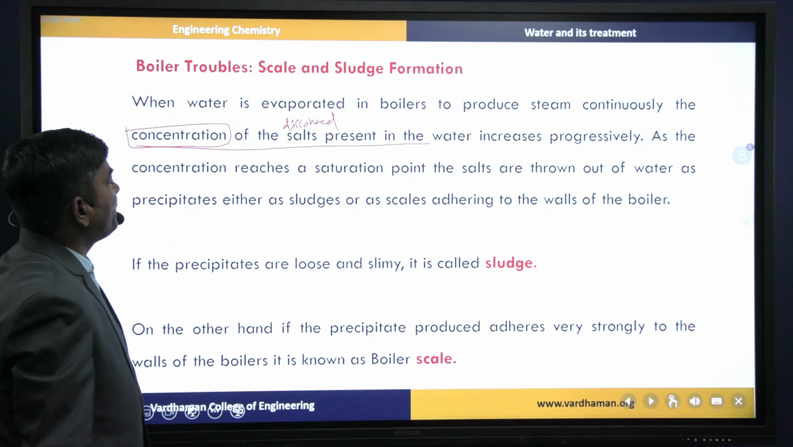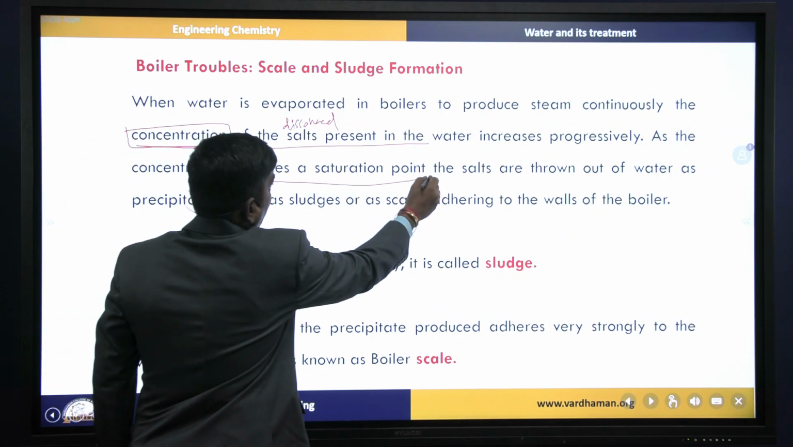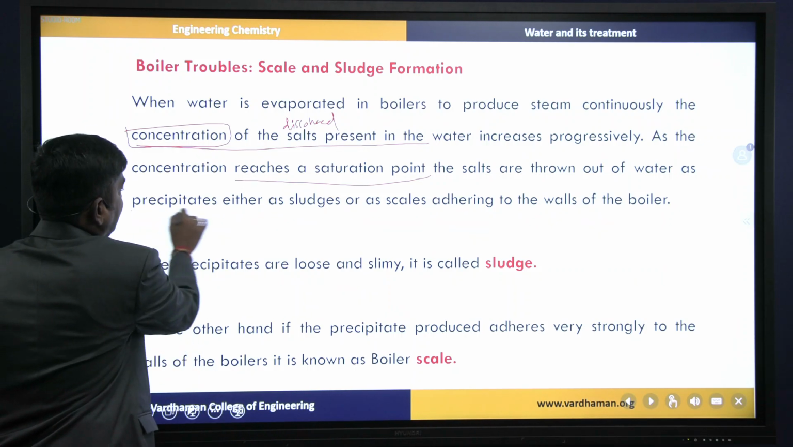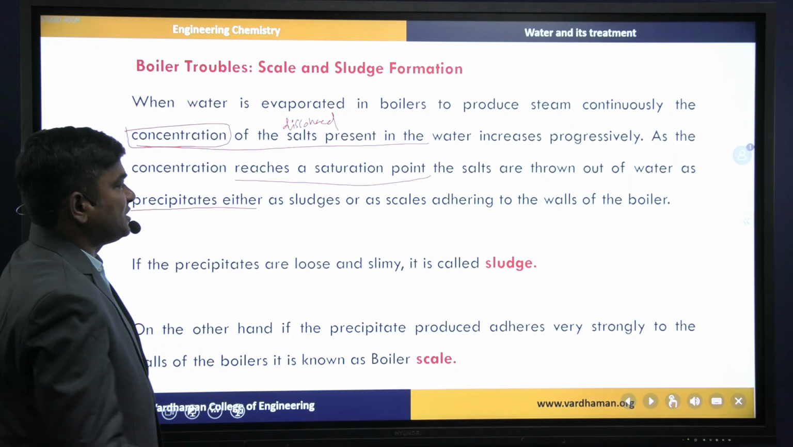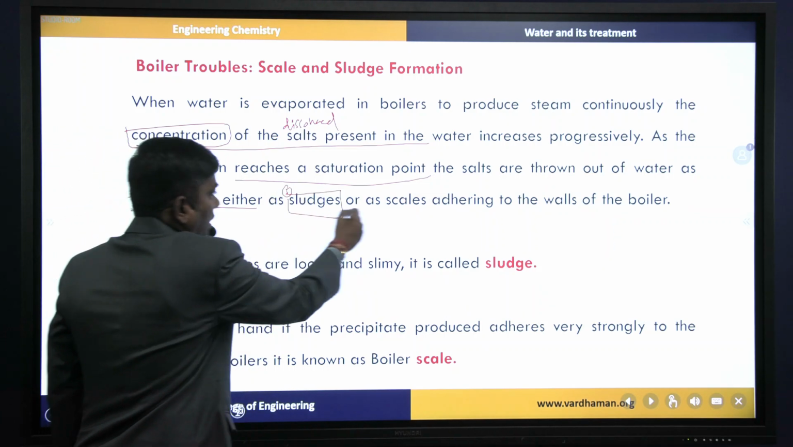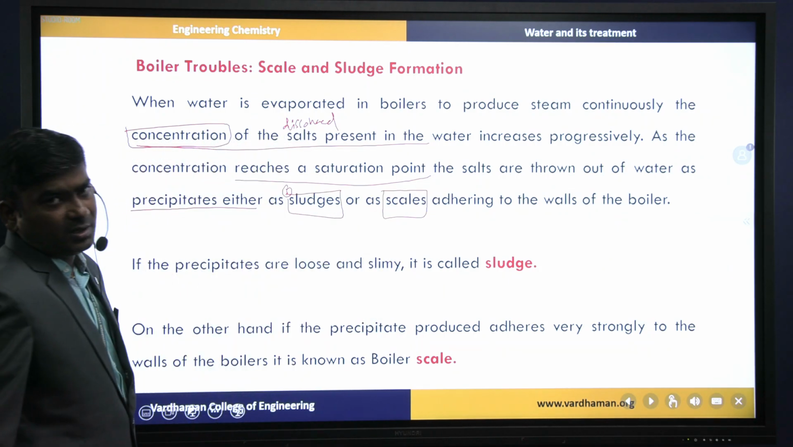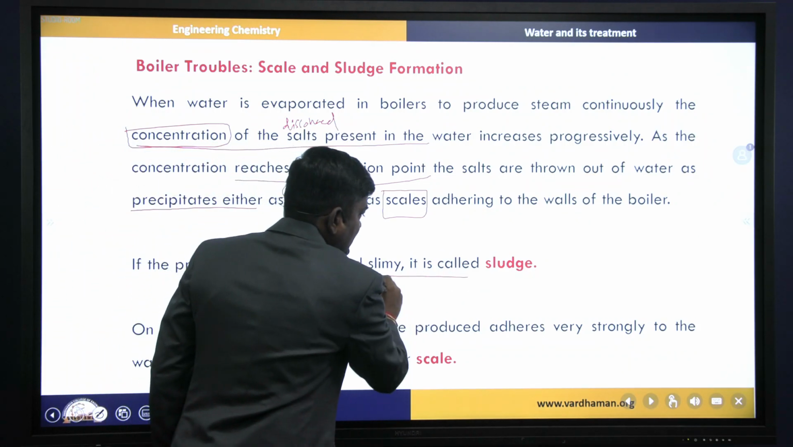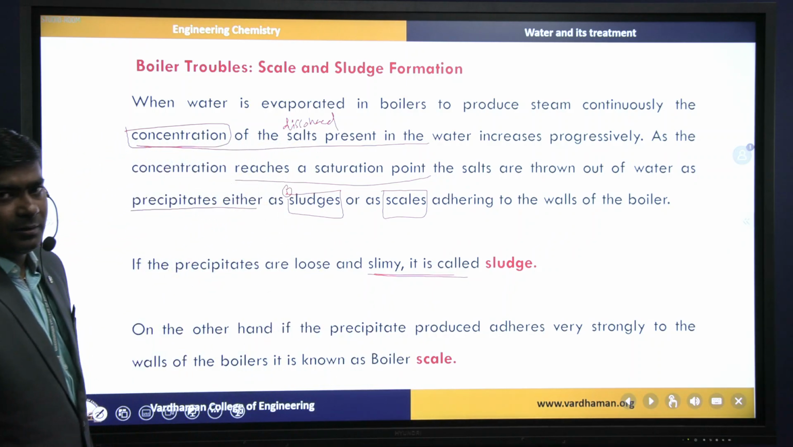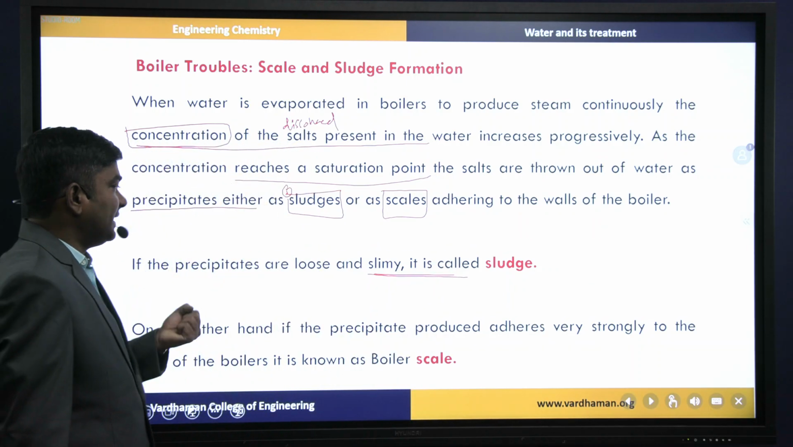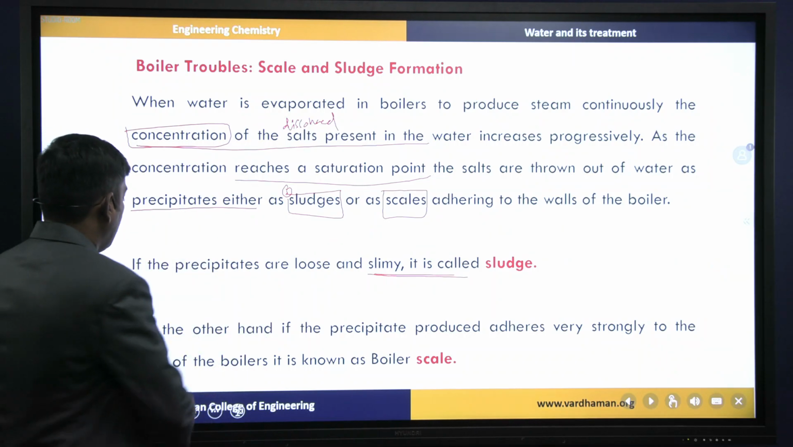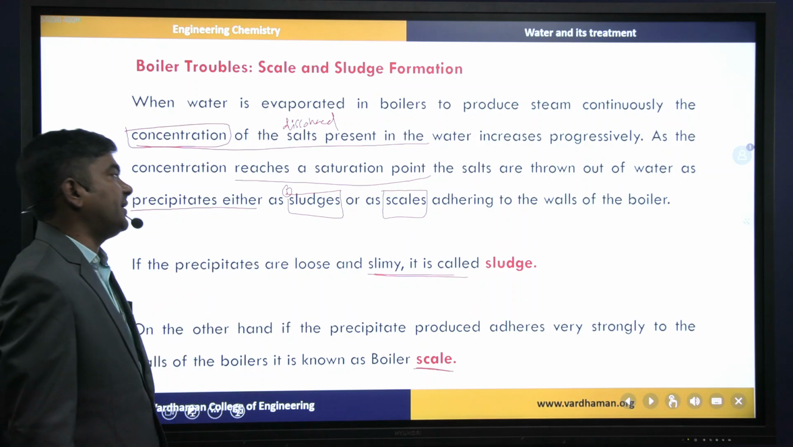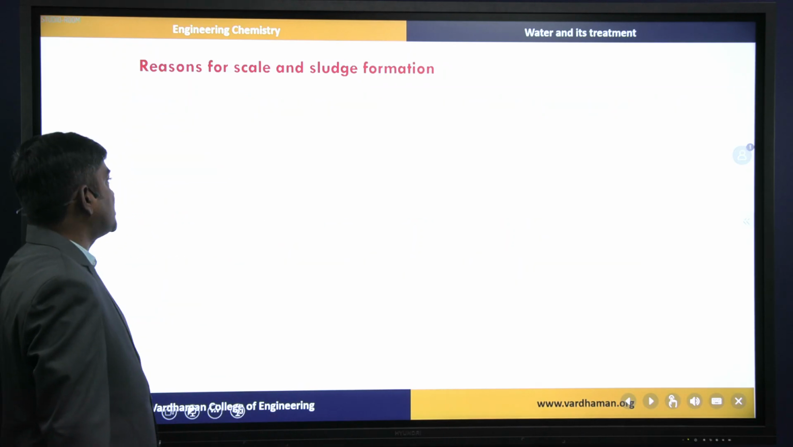As the concentration reaches a saturation point, the salts are thrown out of water as precipitates. Those precipitates are either sludges or scales. Sludges are loose slimy precipitates, whereas scales are strongly sticking to the inner walls of the boiler. So two chances are there when the precipitates are thrown out: one is formation of sludge, the other is formation of scales.